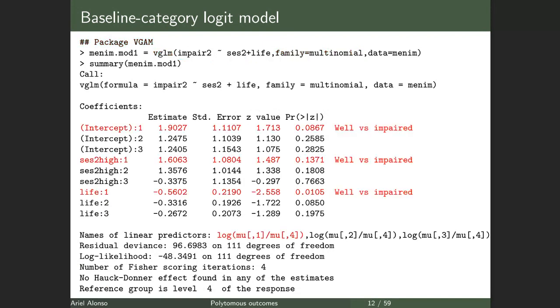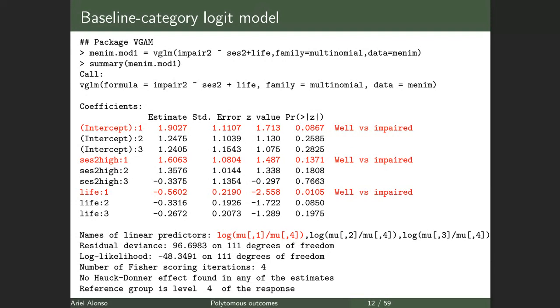And here we have the coefficient estimates. You see that now you have 3 estimates for the intercept, 3 estimates for the effect of socioeconomic status, and 3 estimates for the effect of life events. Why is that the case? Because our categorical variable takes 4 different categories. You have well, you have mild symptoms, you have moderate symptoms, and you have impaired. Here, impaired is the reference category. So we have here 3 logits. You model J minus 1: you have 4 categories, 4 minus 1, so you need to model 3 logits.